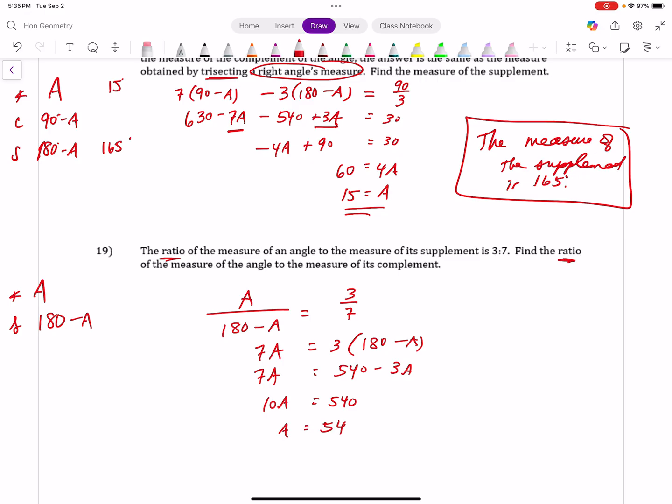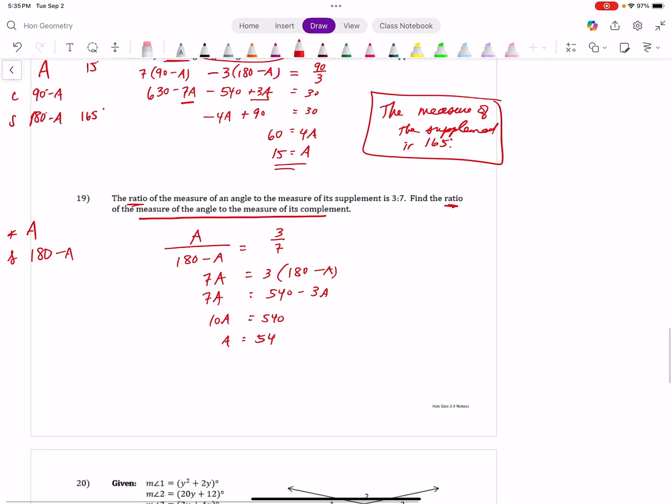Find the ratio of the measure of the angle to the measure of the complement. So the angle itself is 54 degrees. Its complement then is what, 36 degrees? So we want the measure of the angle to the measure of the complement. So let's divide each of these by 9. And we could divide the degree signs off both sides and just get a 3 to 2 ratio.